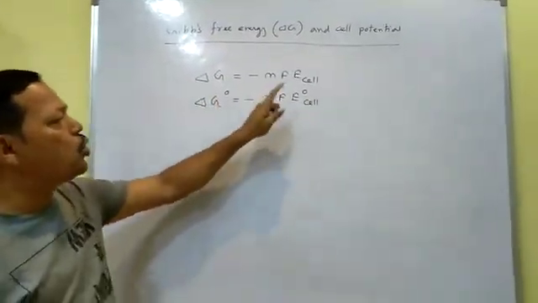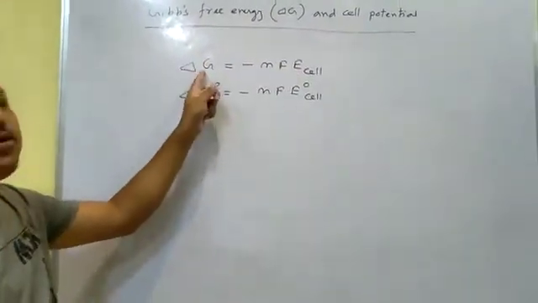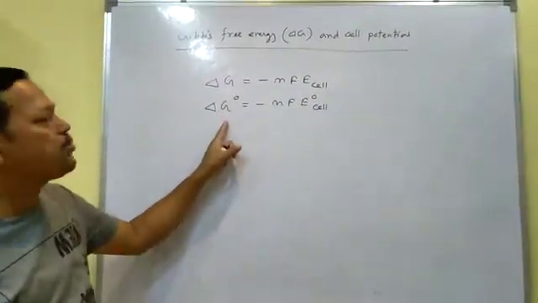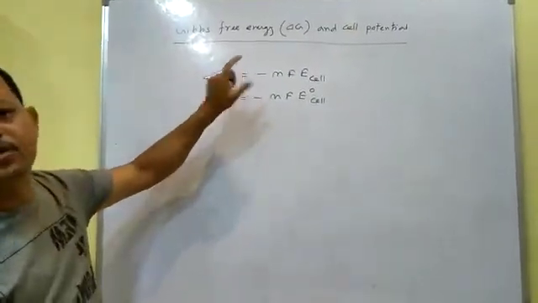I mean, if you know the cell potential, you can find out the Gibbs free energy. If you know the standard potential, you can find out the standard Gibbs free energy. Since this is the relation, you just have to know it.